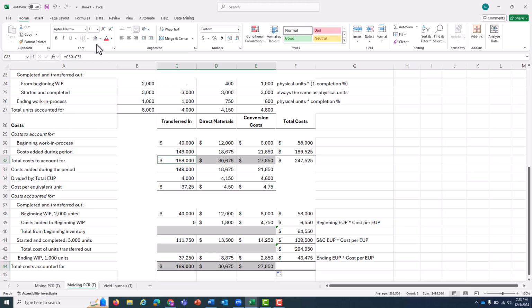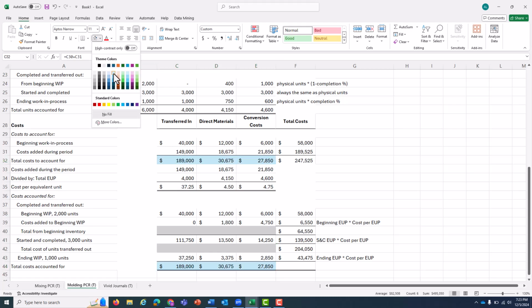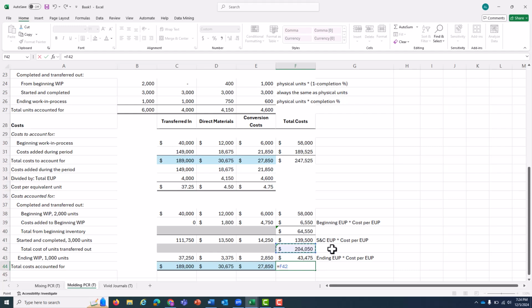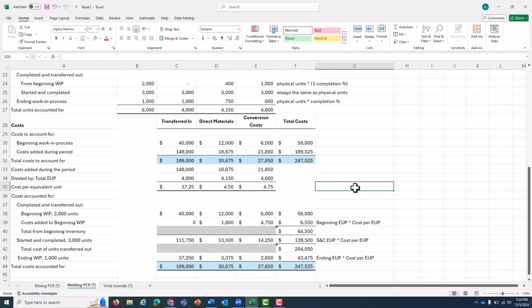And our total cost accounted for is equal to the cost that we had to account for in here. We'll make it blue like we did before. There we go. And all our numbers match, so we know where all our costs are at. As far as our total cost for the period, we transferred out $204,050 worth of costs. Our ending WIP is containing $43,475 worth of costs when the period ends, and we've accounted for a total of $247,525. That also matches. So now we know that our PCR is good for the molding department.